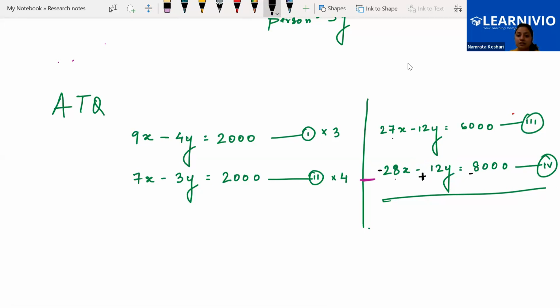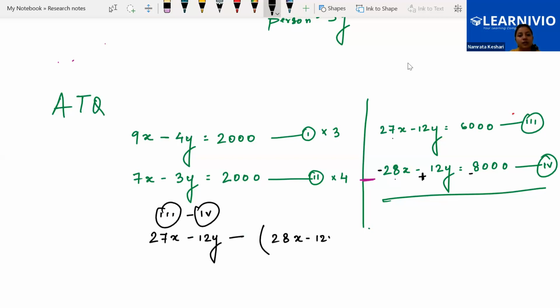You can also do it like this. If this one is making you confused, you can write equation 3 minus equation 4, or you can also do equation 4 minus equation 3. 27x minus 12y minus 28x minus 12y. Please write it in brackets, because once we open the bracket, each and every sign will reverse. On the other side it will be 6000 minus 8000. So either you can do it directly the way we were doing, or you can write it like this and then cancel 12y and 12y.